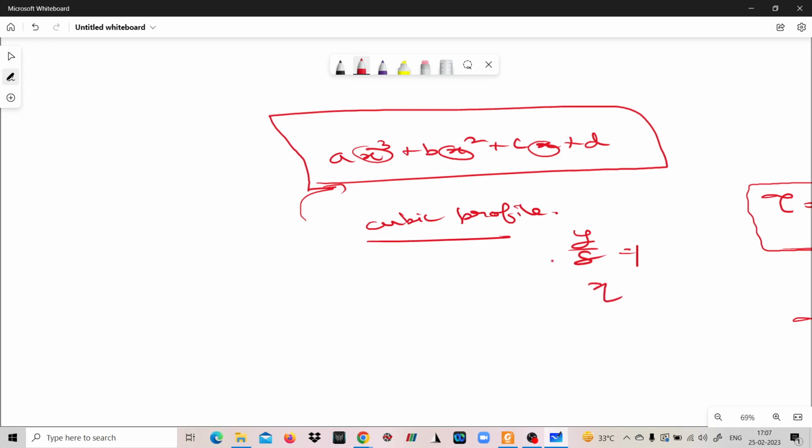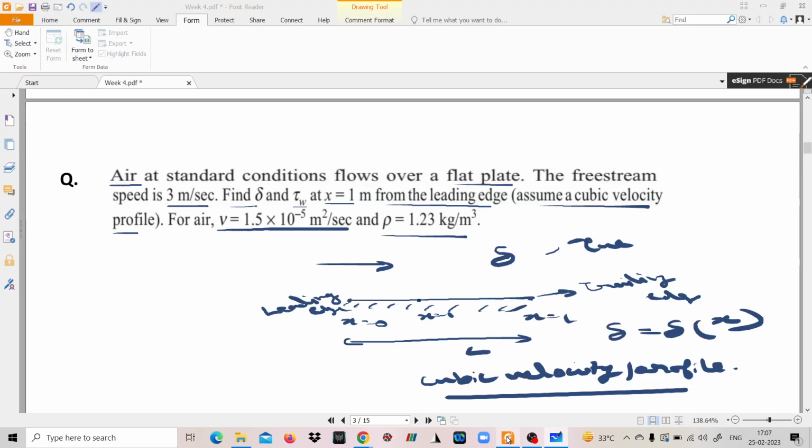But the challenge lies in calculating the values of these coefficients. So since it is a new type of problem, I'll not ask you to try this problem at the very beginning. We will discuss the solution step by step. But I hope the problem is clear.